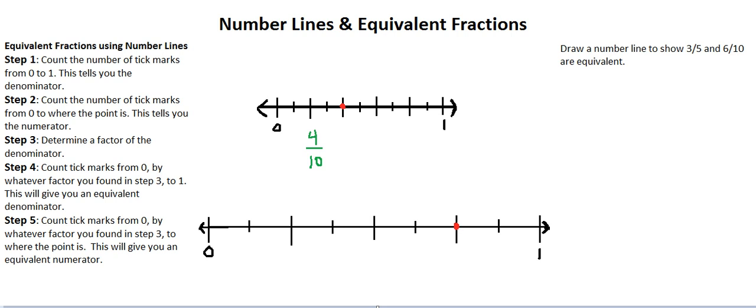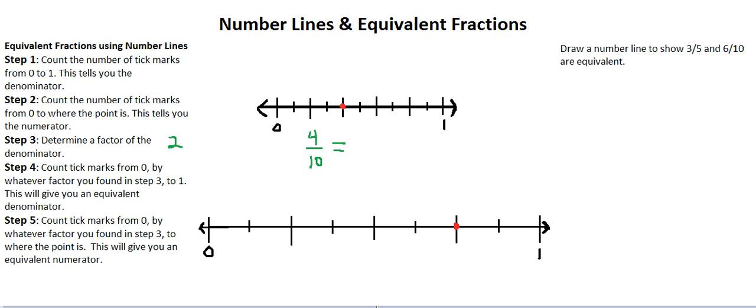Now to find an equivalent fraction, determine a factor of the denominator. Well, 2 is going to be a factor of the denominator, so I'm going to use 2. I'm going to put an equal sign because the fraction I'm working on now should be equal to 4/10. Now count the tick marks from 0 by whatever factor you found in step 3. We're going to use 2 for step 3, so I'll write a 2 there, all the way to number 1. This will give you the equivalent denominator.